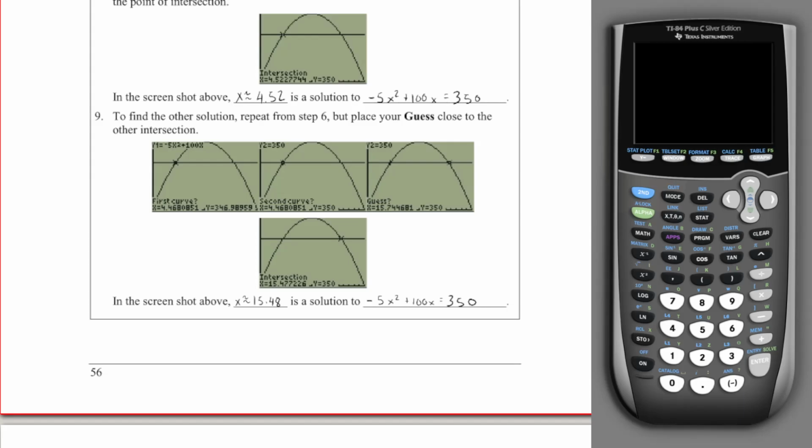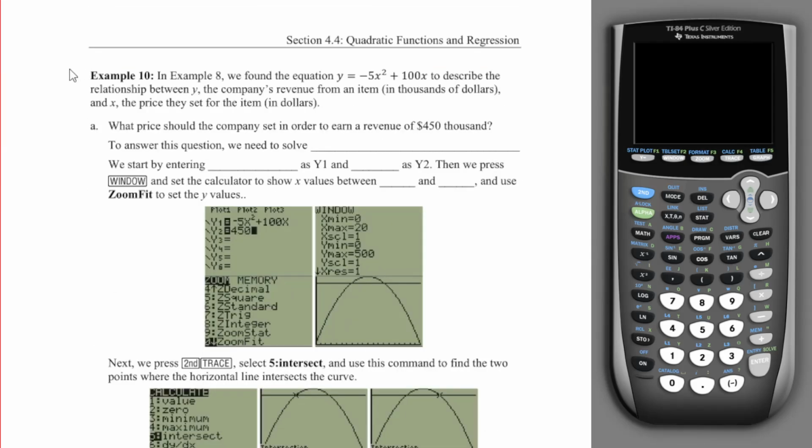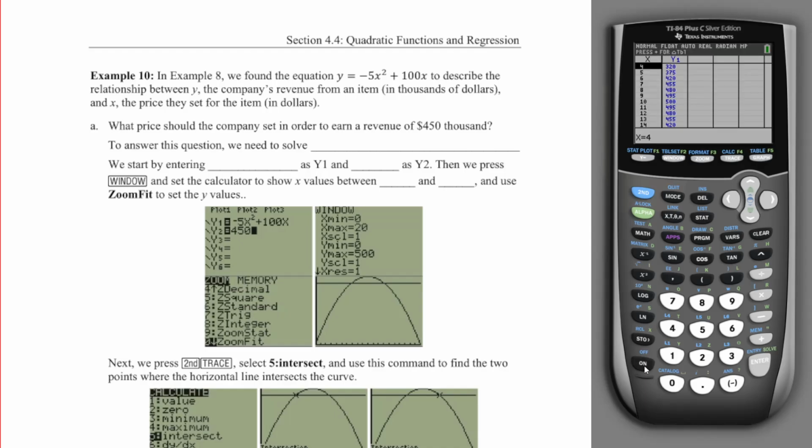Okay, so this was in screenshots. Let's see another example where we go through the process together. In example 8, we found the equation negative 5x squared plus 100x describes the relationship between y, a company's revenue, and x, the price they set for an item. So we want to find out what price should the company set. So this is saying find x to earn a revenue of $450,000. This is y is 450.